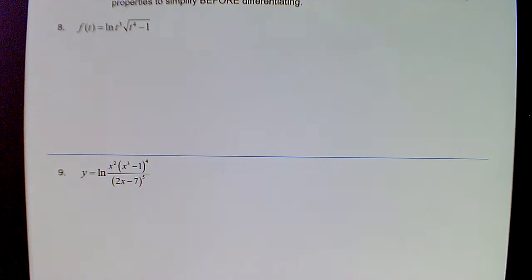Okay, going to the next page. Here's what I meant by never differentiate a log of a product, quotient, or power.